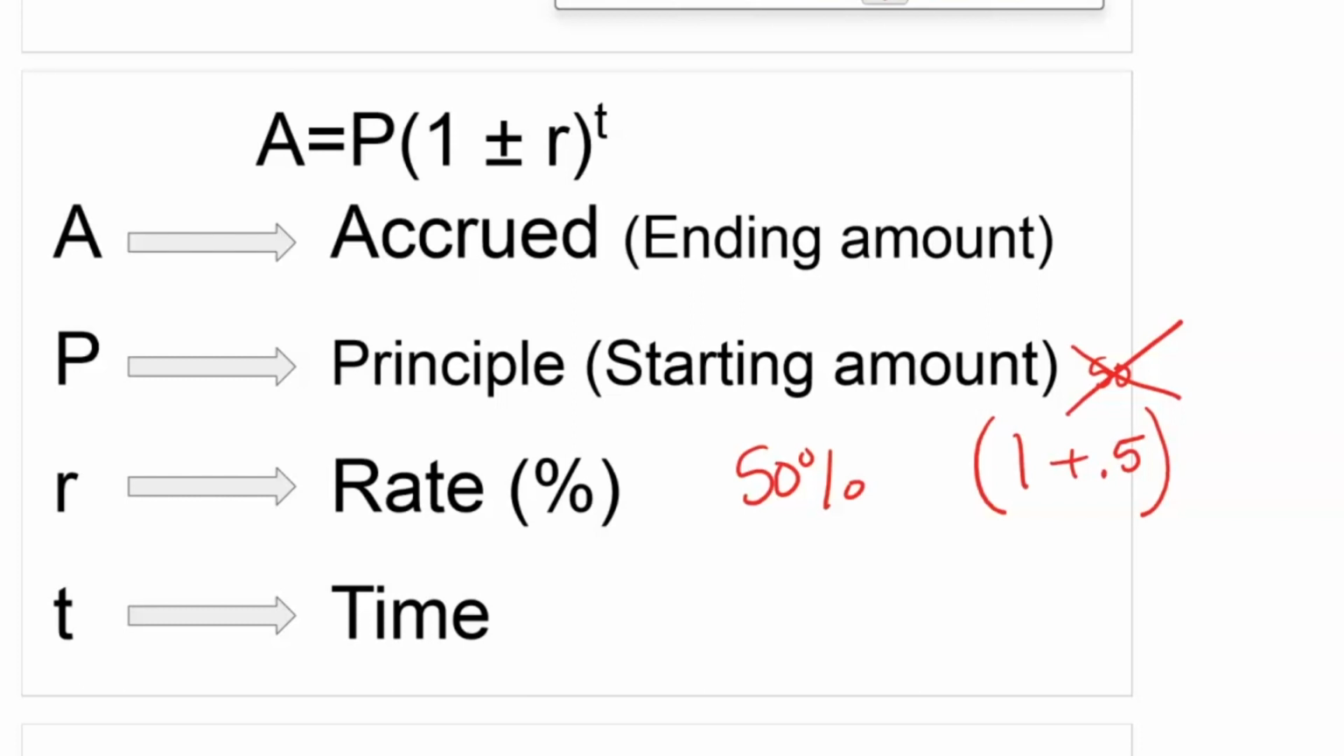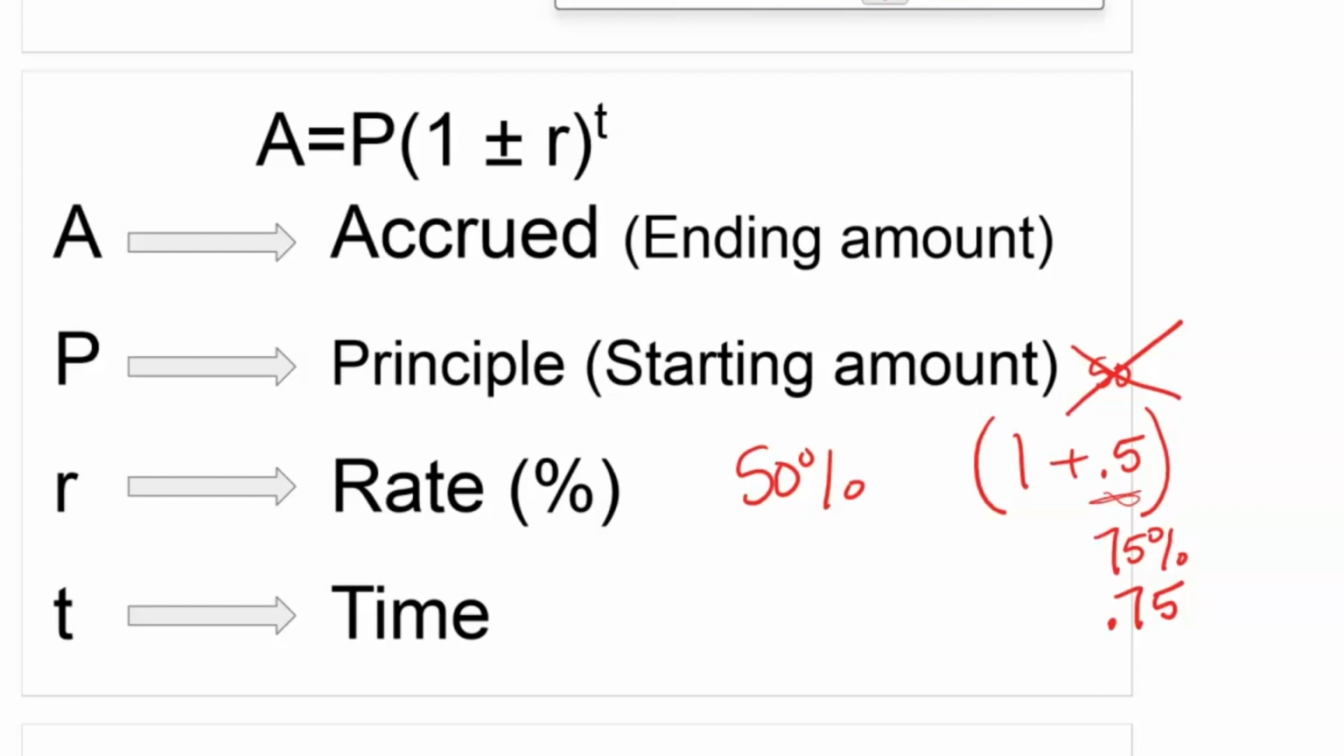Another example: if it's 75%, you're not going to write 75 here in the equation. You're going to write 0.75. So just remember to change those percentages to decimals when you're actually doing the math and plugging the numbers into the equation. And then the T in the equation represents time.